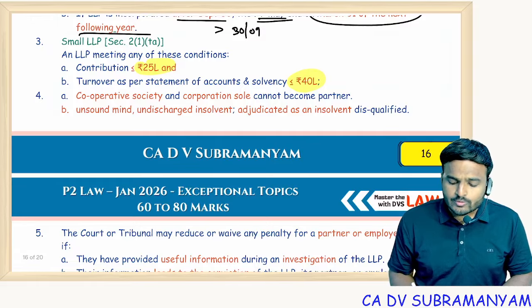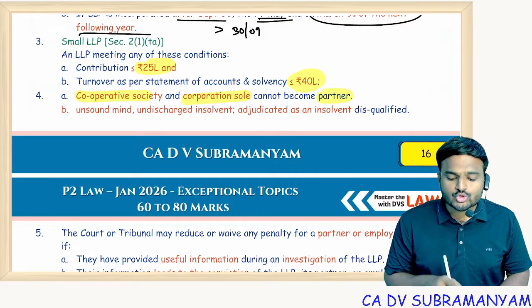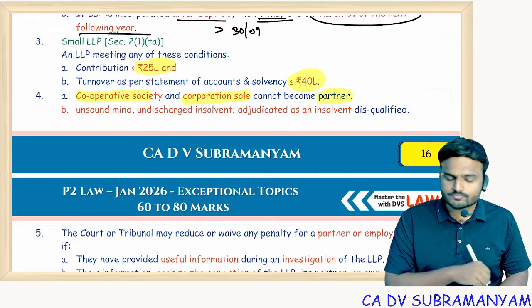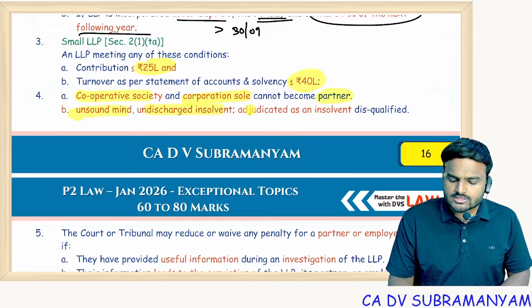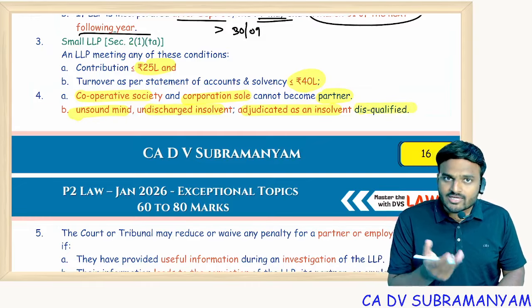And who cannot become a partner? Cooperative society, corporation sole, HUF cannot become a partner, including partnership firm also. Unsound mind, undischarged insolvent, adjudicated as an insolvent is also disqualified. Minor also disqualified.